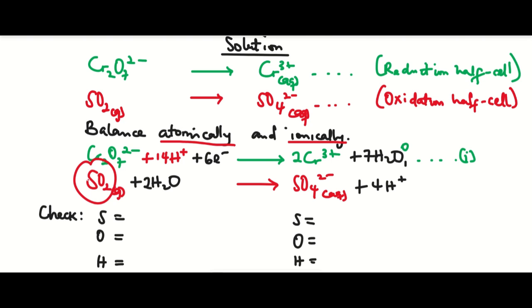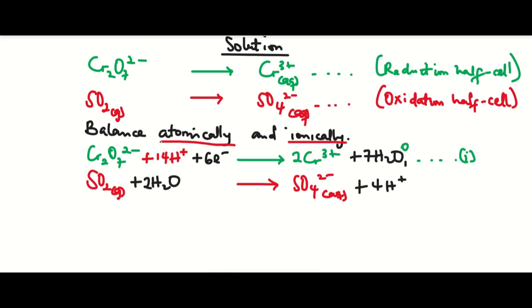Now let's check. In SO2 we have 1 atom of sulfur and 2 atoms of oxygen. In 2H2O we have 4 atoms of hydrogen plus 2 atoms of oxygen. For the product side, in SO4 we have 1 atom of sulfur and 4 atoms of oxygen, and then we have 4 atoms of hydrogen. So it means it is balanced. So atomically the oxidation half cell equation is balanced.